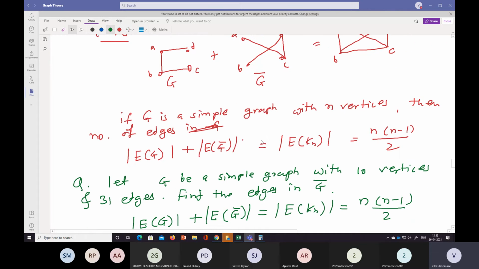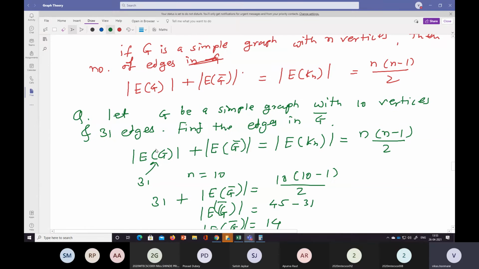Okay. And if G is a simple graph with n vertices, then the number of edges, the example is represented over here. The mod of E of G, meaning total number of edges in G, plus total number of edges in G bar is equal to E of Kn, meaning total number of edges in a simple graph related to the number of vertices. So n is the number of vertices and it is equal to n into n minus 1 by 2. Okay. So the next example is based on this concept.